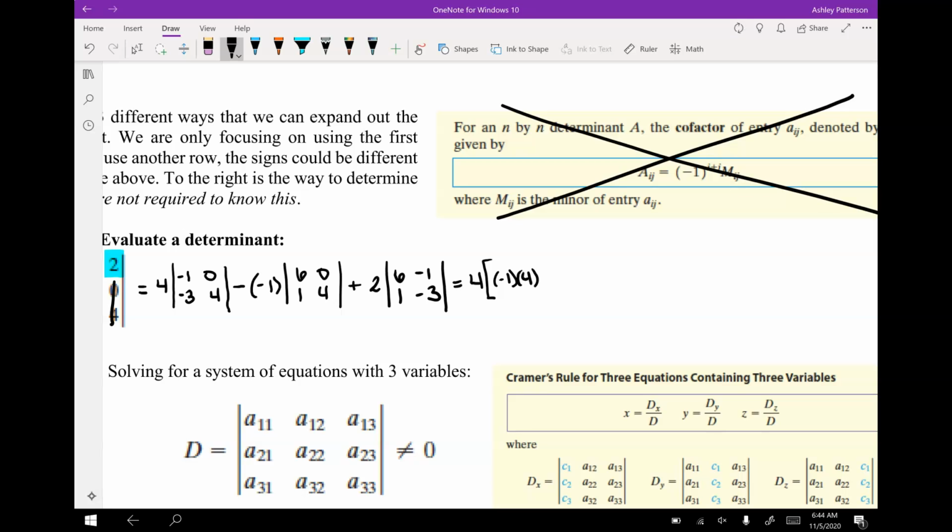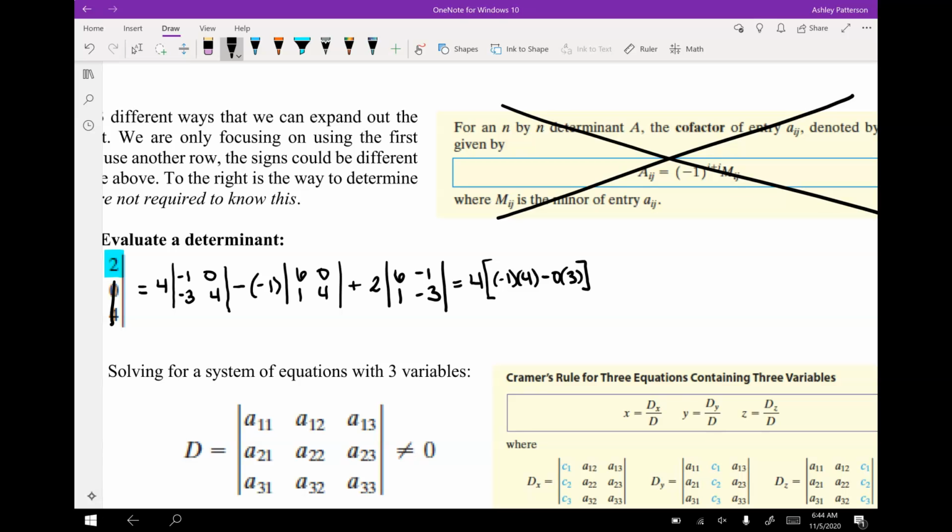-1 times 4. Remember, when calculating the determinant, even though this is a 3 by 3, the determinants of the 2 by 2s is always subtraction. Okay, so calculating the determinant of a 3 by 3, it goes subtraction then plus. Calculating a determinant of a 2 by 2 is always subtraction. Okay, it's always minus. So -1 times 4 minus 0 times 3.